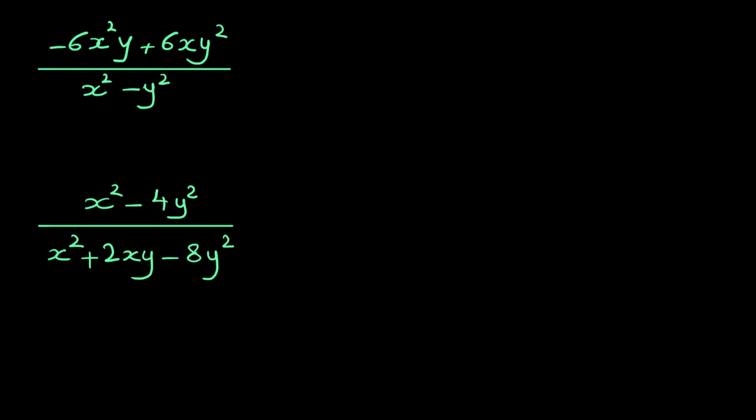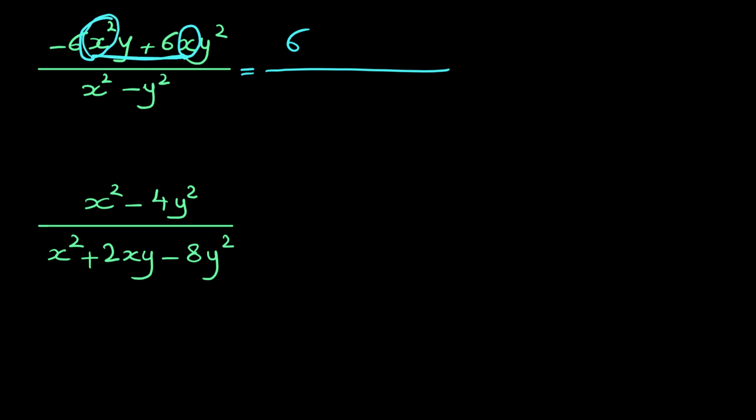Now look at this example. In the numerator we have an expression with two variables, and also in the denominator we have an expression with two variables, x and y. By looking at the numerator, we can see that both of the terms have x and y as common variables, so we can factor out some common factors. If we pay attention, the coefficients also have a common factor, 6 and negative 6. So from the numerator we can factor 6.